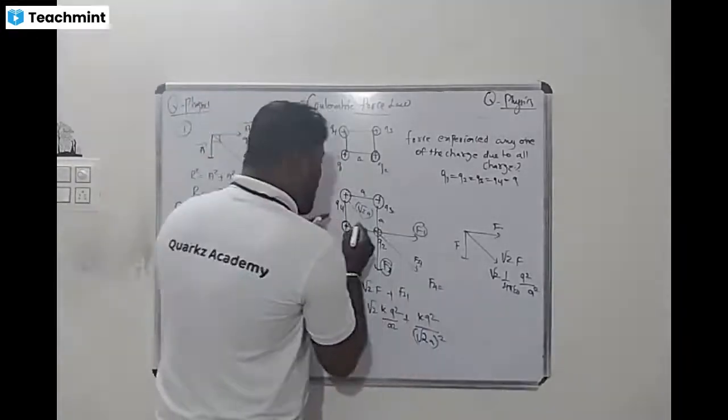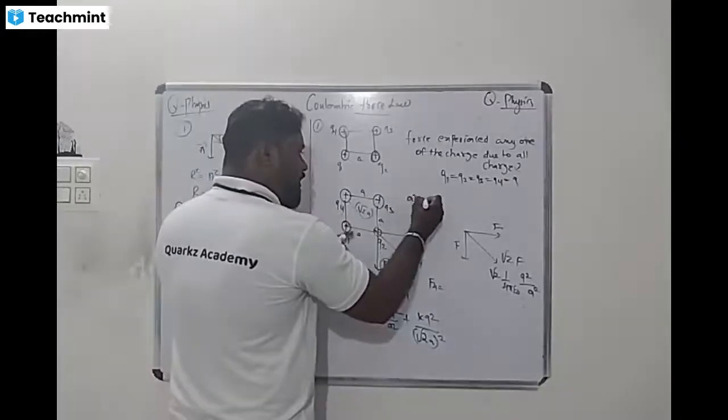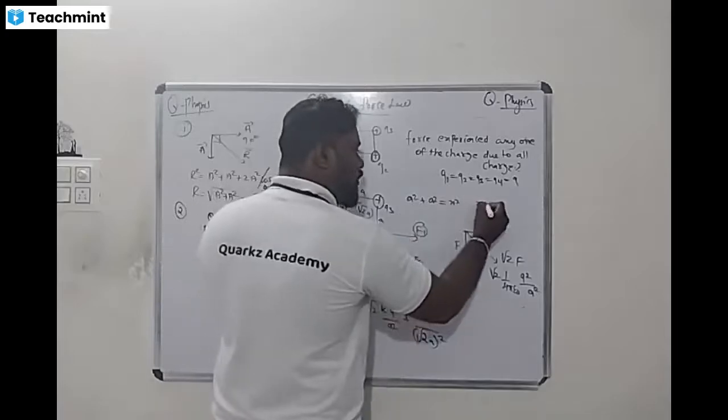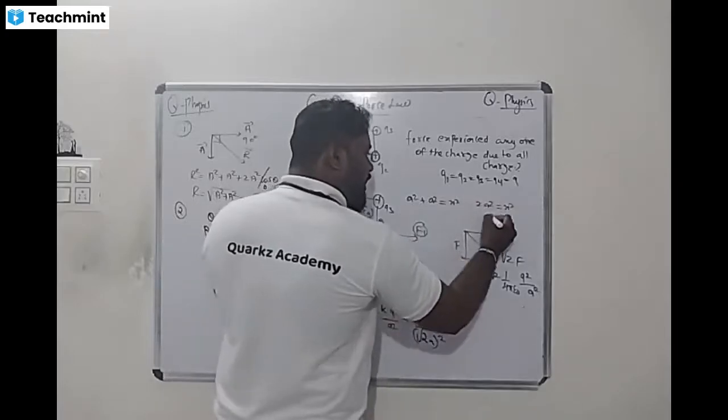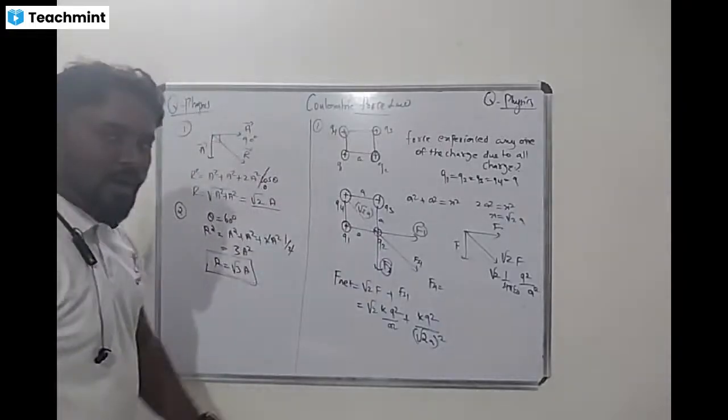How do we calculate it? Look here, Pythagoras theorem, it is a right angle triangle. This A square plus this A square is nothing but hypotenuse square. Then what will you get? 2A square is equal to X square. X is equal to root 2A. Is it clear? The value is root 2A.